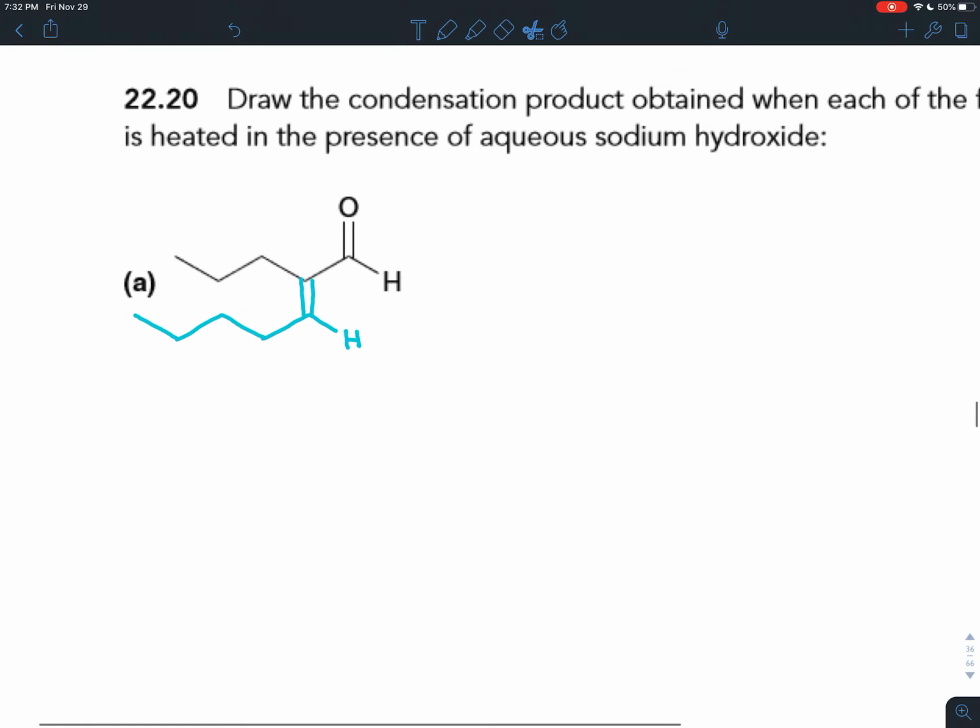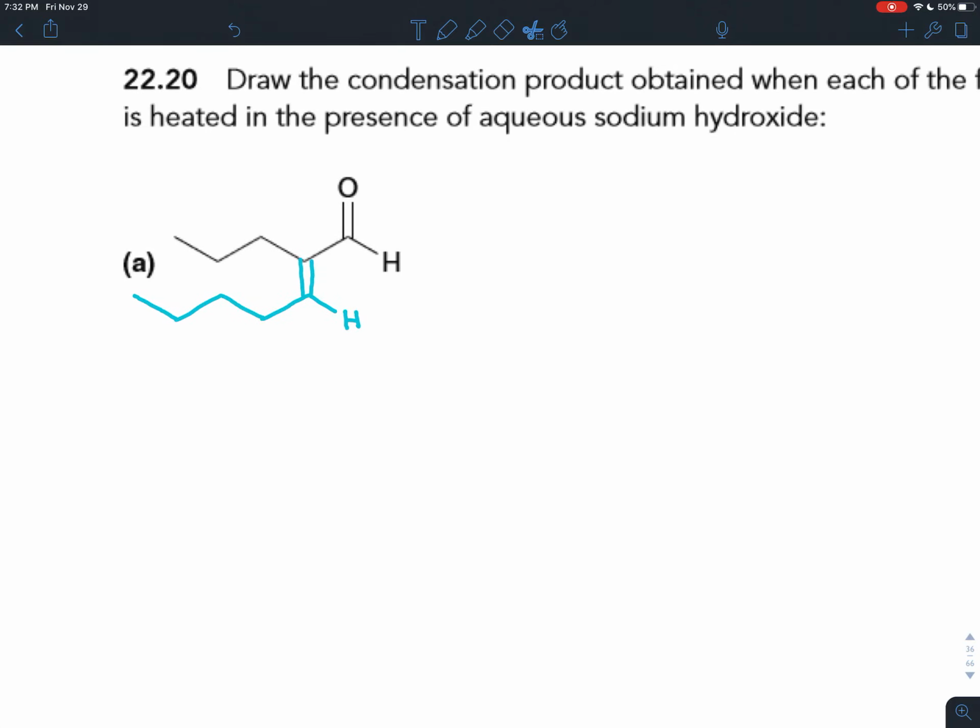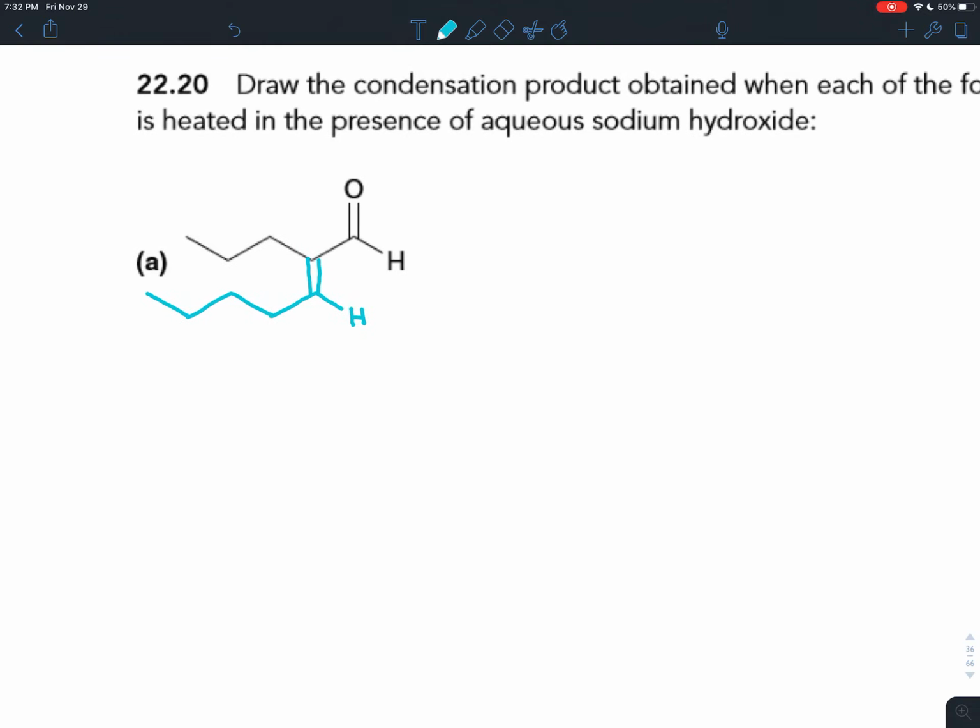Notice that this is almost even a little easier than drawing the aldol addition products, because in this case, you keep the double bond there. You don't have to erase it. You don't have to draw any OHs in. And so that would be your product.